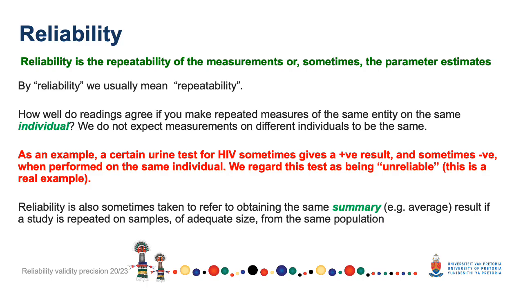Now, you'll see somewhere in other books, people also talk about reliability as referring to the repeatability of summary measures or of experiments if done over and over. We're not going to worry too much about that. For us, reliability is the repeatability of test results at an individual level.